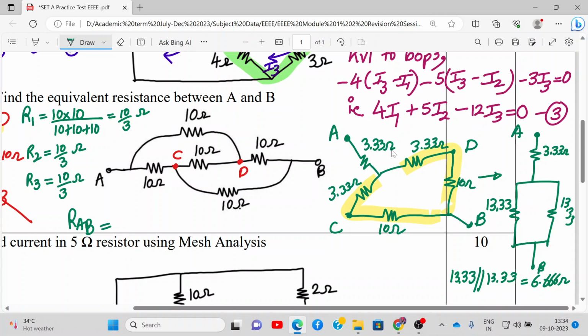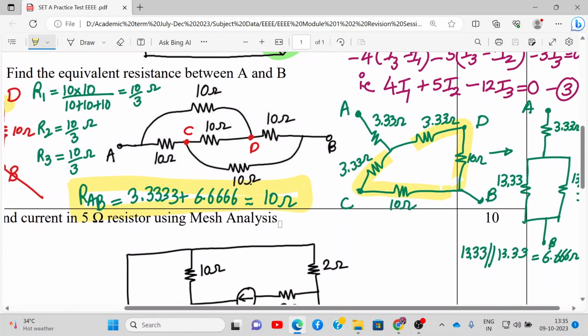So basically RAB will be this 3.33 ohms plus, because this will be in series, right? These two parallel combination will become 6.66. So it will be 3.333 plus 6.666. So that will come out close to 10 ohms. All right. So RAB value is coming out to be 10 ohms. The equivalent resistance between point A and B is 10 ohm resistance.